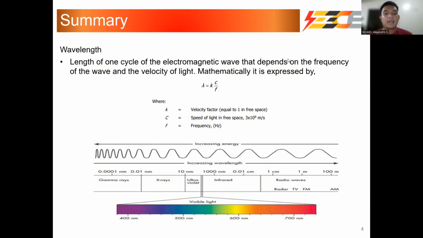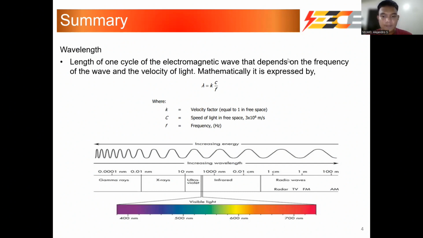Mathematically, it is expressed by lambda is equal to k multiplied by c over f, wherein k is equal to the velocity factor, c is equal to the speed of light in free space, and f is equal to the frequency in hertz. So here is an example of the electromagnetic spectrum that is measured in wavelength.